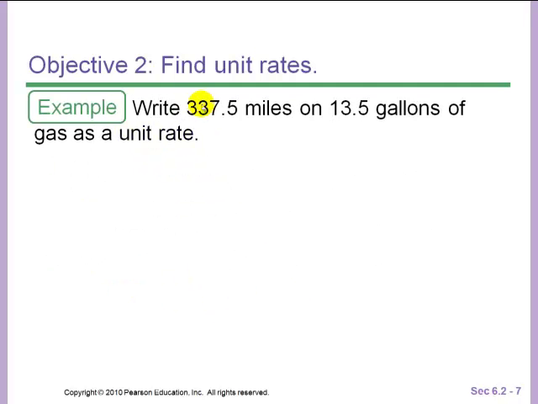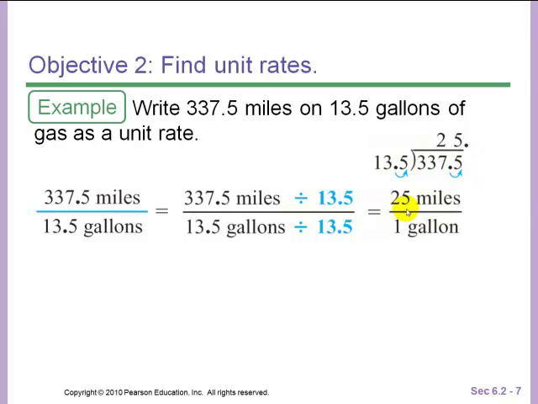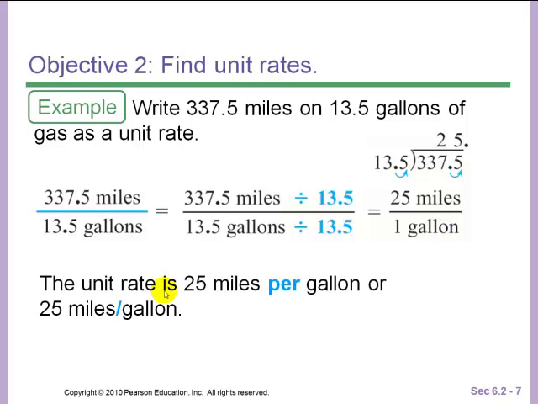Example: write 337.5 miles on 13.5 gallons of gas as a unit rate. So we're comparing miles to gallons. We're going to divide both the numerator and the denominator by 13.5 because 13.5 divided by itself will give us that denominator of 1. To do this, we'll have to do long division. Again, move that decimal over and then do long division like normal. And you'll get 25 miles per 1 gallon, which we write as just 25 miles per gallon, or 25 miles/gallon. We read this as 25 miles per gallon.